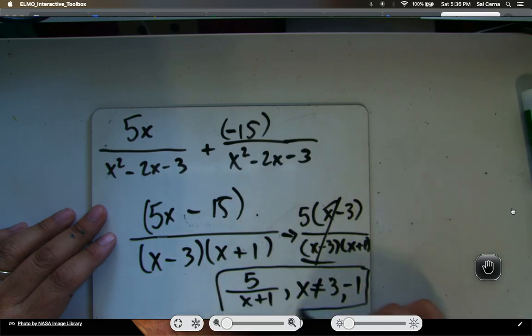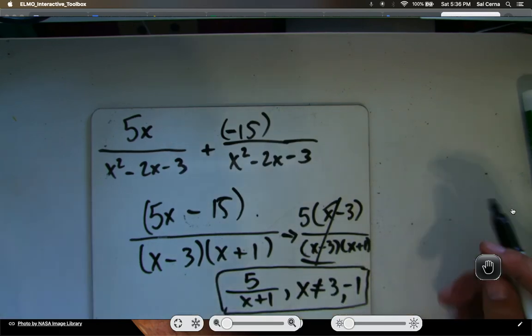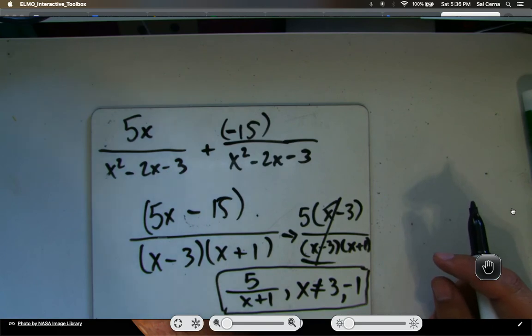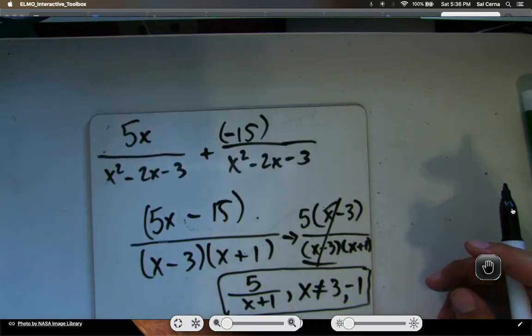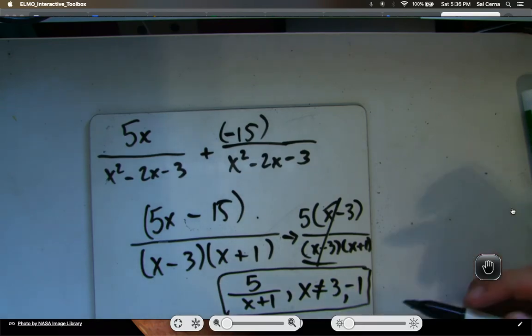Okay. All right. And in the next video, we'll do a couple of little more complicated ones. The only reason they're complicated is because it requires more steps than what we've done here. That's it.